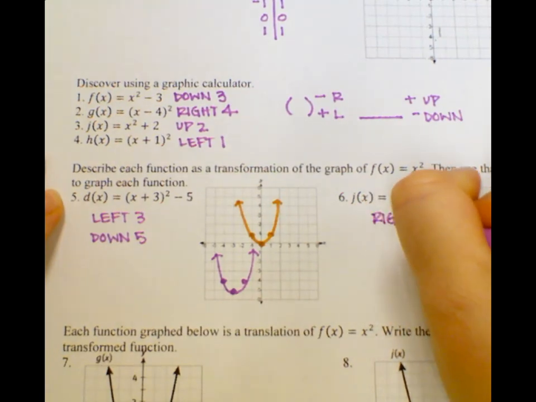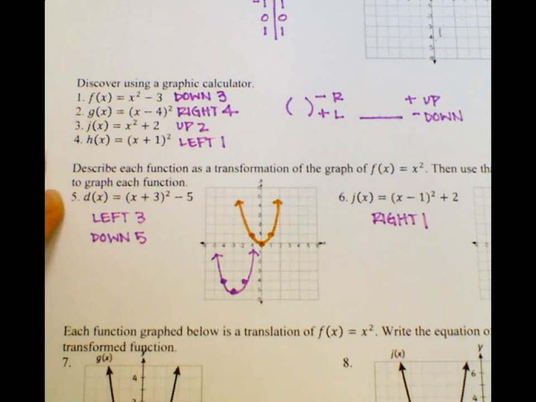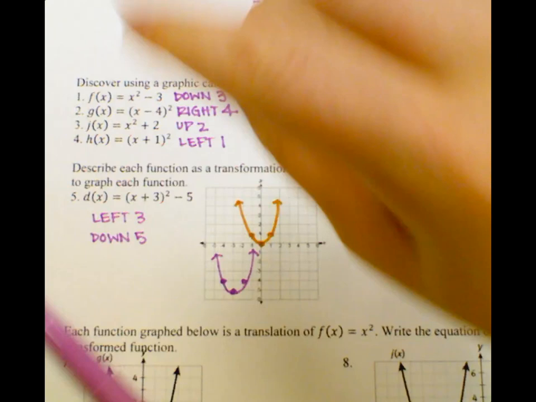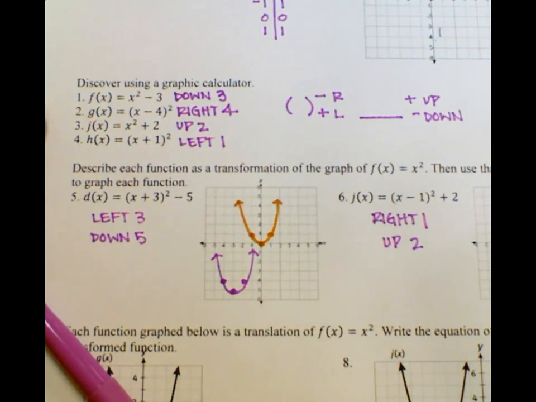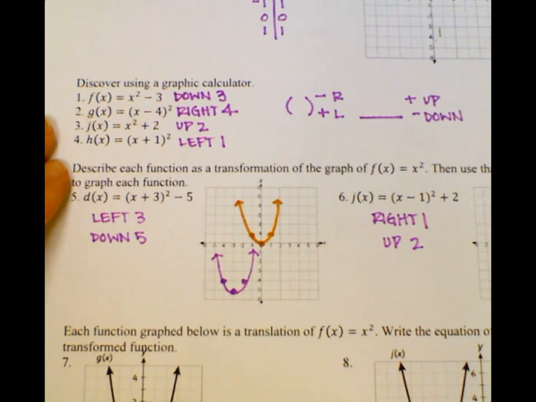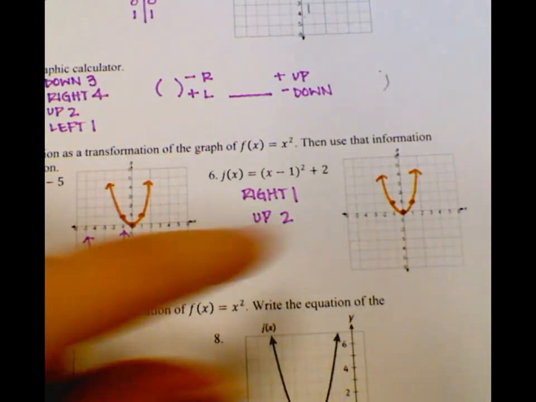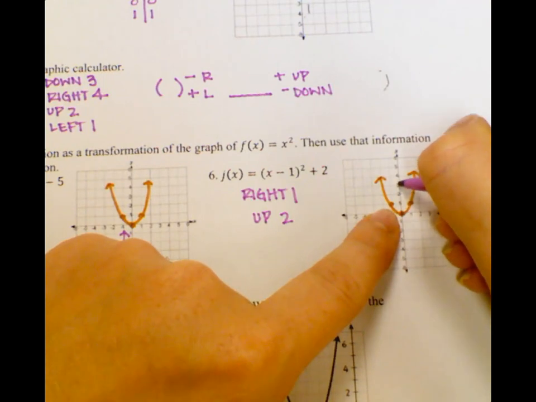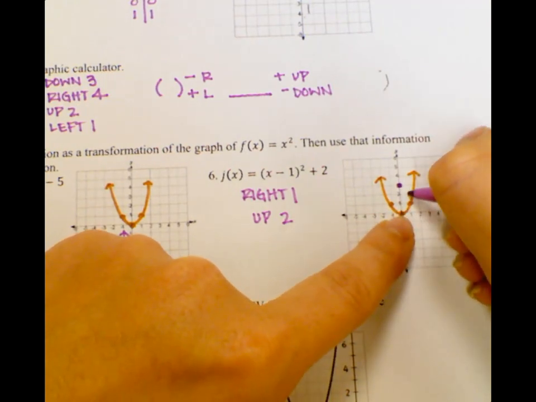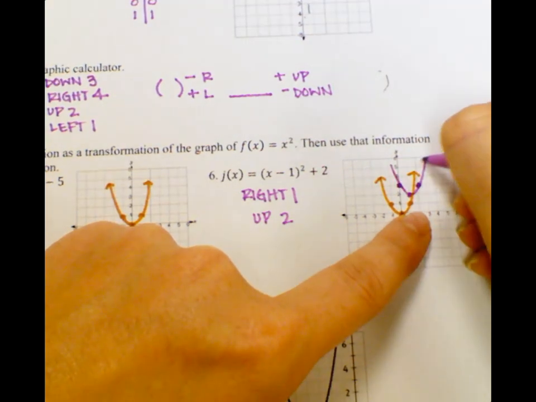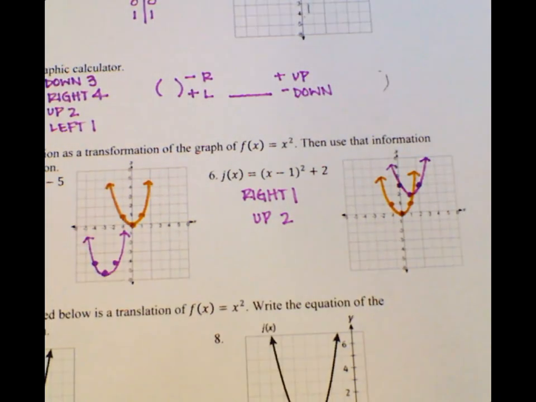Good, right 1. What is the plus 2 doing? Good, up 2. So again, if you don't want to draw the parent, you don't have to. I'm not making you draw it. It's visually easier to see me moving it if I draw the parent for you. So here's my parent, and I'm just going to move them right 1, up 2. So this one, right one up 2, right one up 2, right one up 2. So I physically just move the parabola, right one up 2.